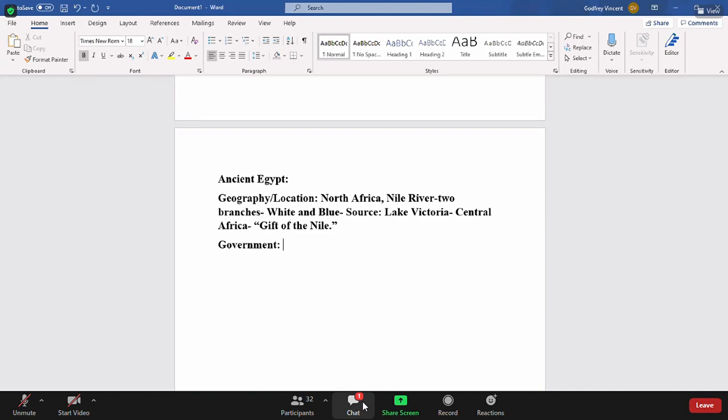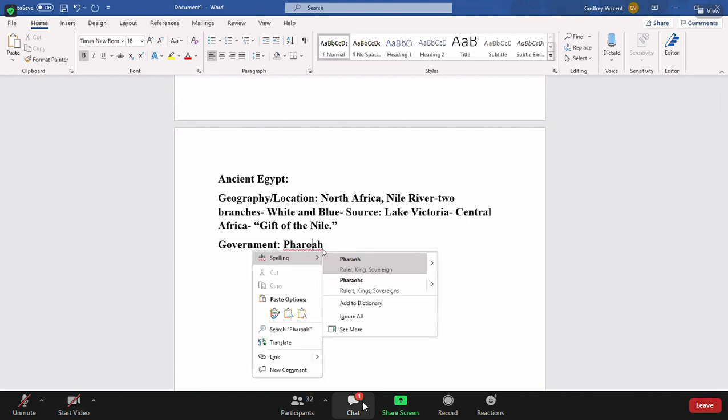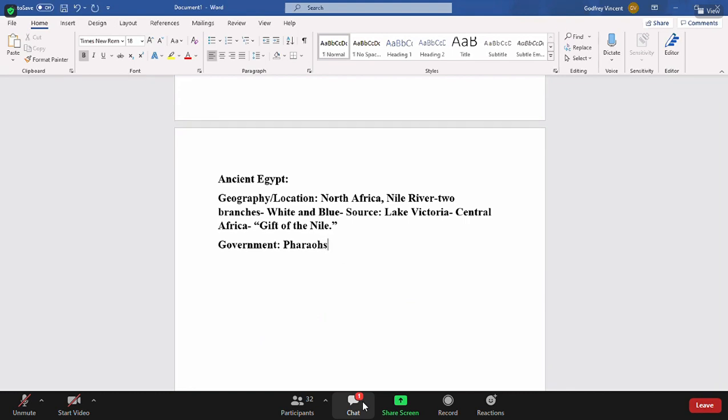What were they called? The pharaohs. All right, pharaohs. Name me some pharaohs' names. Tutankhamen, who else? Were there female pharaohs? Yes. Nefertiti, who else? Cleopatra, who else? Hatshepsut. They were female pharaohs. So government.